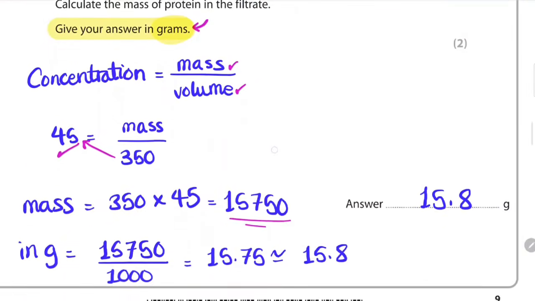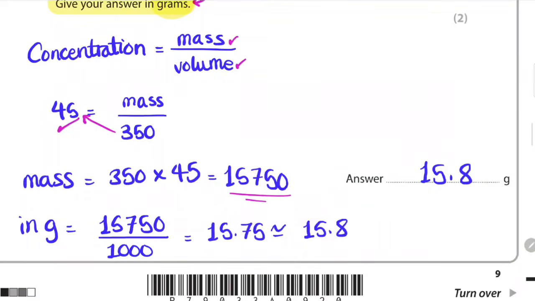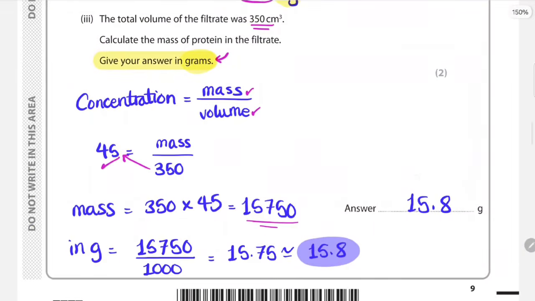So the conversion from milligram to gram is when you divide by 1000. So make sure to divide by 1000 to get the final answer, which is 15.75. If you want to round it up to 3 significant figures, you're going to get 15.8, and this is going to be my final answer.